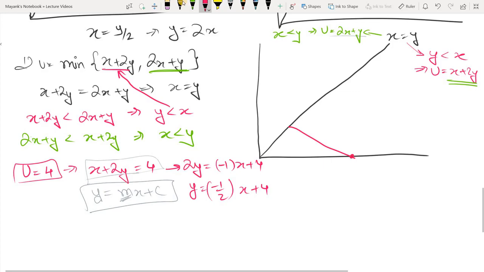So this point is the x-intercept when you make y equals to 0. So x equals to 4. So this is a point here, 4 comma 0. And there will be a point here.